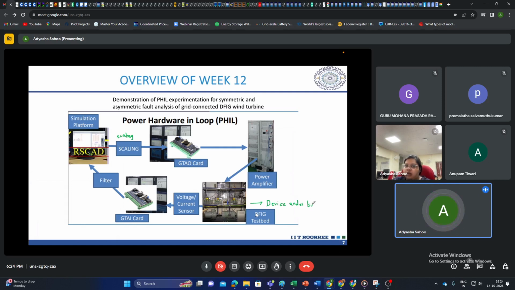Let's say you have given some command to the device, but it may not be necessary that the device was able to meet the target. So to sense whether our action, basically what we gave to the DFIG, was able to achieve the target or not, we sense the output of this device and feed it back to the simulation, so that the simulation platform can know the current output of the device under test. That is done again through this GTAI card, and we have a connected filter between them.